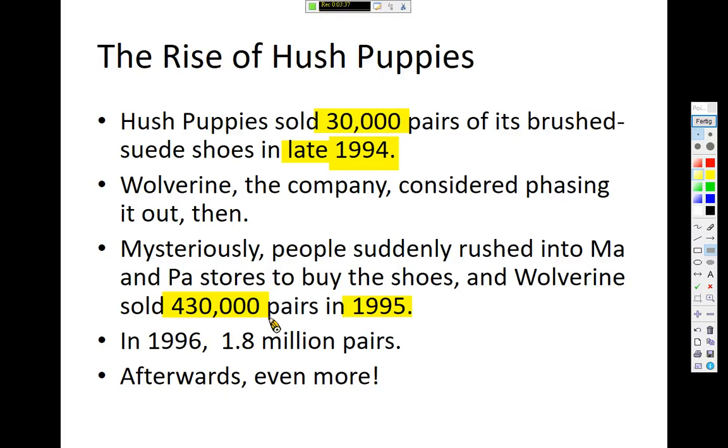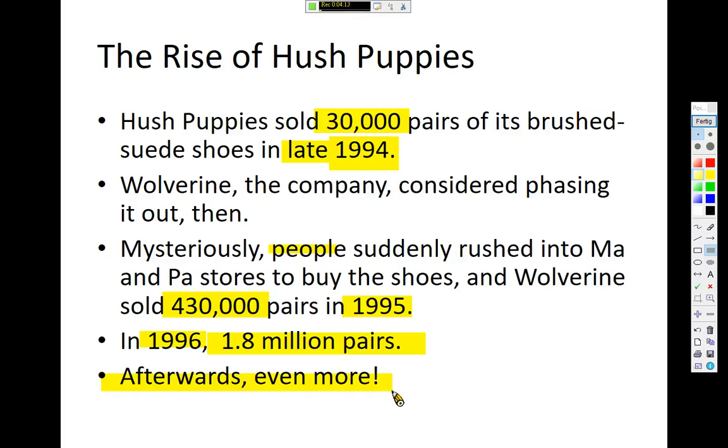We did nothing to promote the shoes, right? But people just suddenly rushed into ma and pa stores to buy those shoes. So strange. And more mysteriously, one year later, in 1996, the selling figure reached an all-time high of 1.8 million pairs, four times the previous year. And afterwards, even more. Oh my goodness. Wow, that's a very lucky business, right?